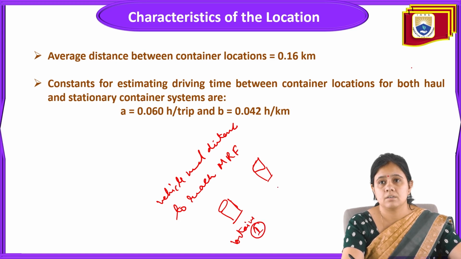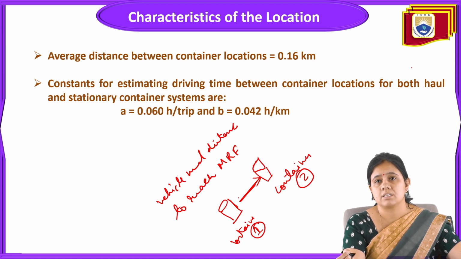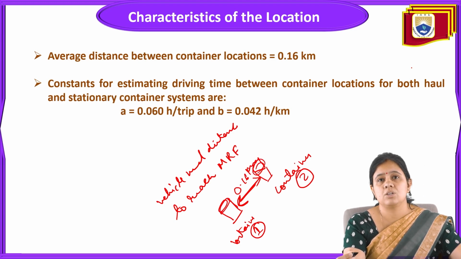Container 1, Container 2. So the average distance between two containers is 0.16 kilometer. The distance between two containers is 0.16 kilometer.